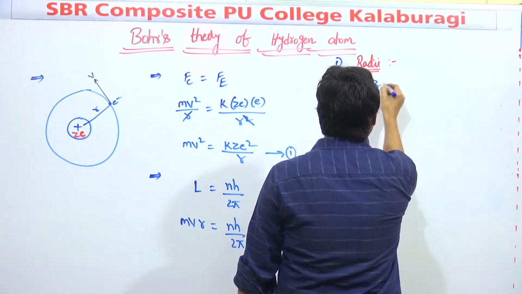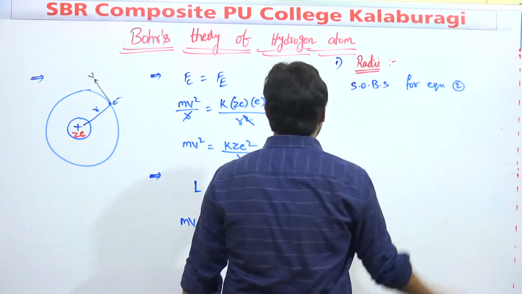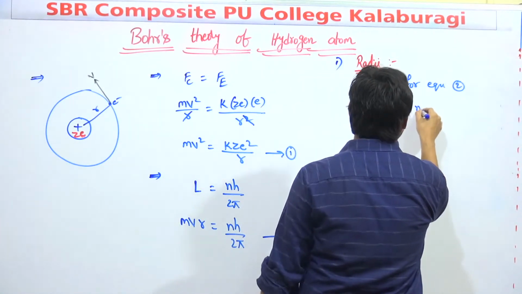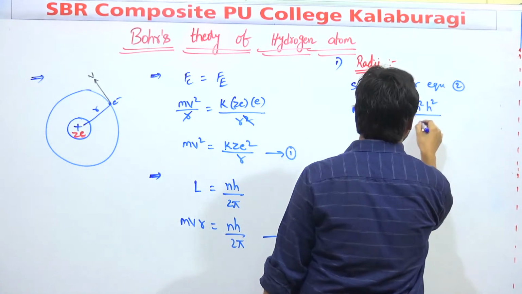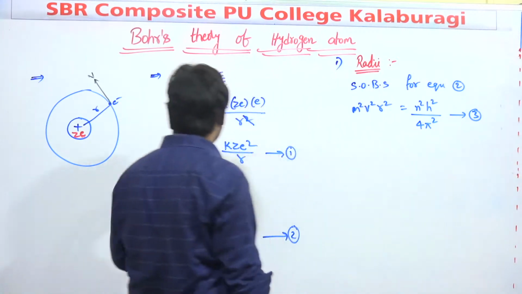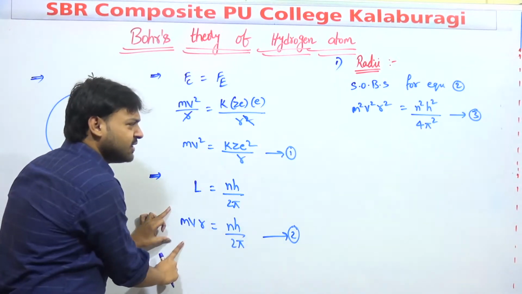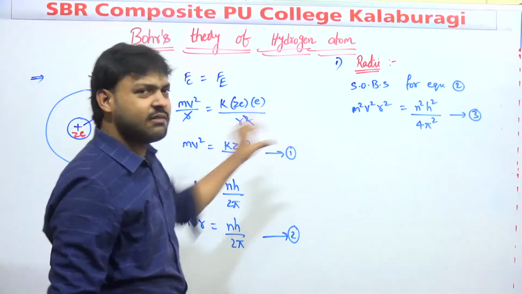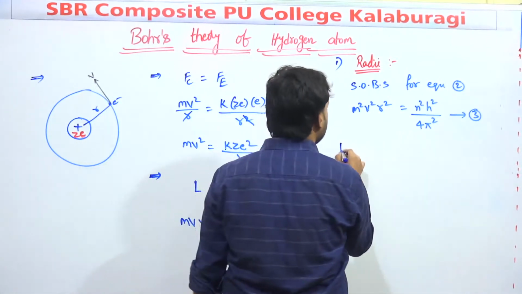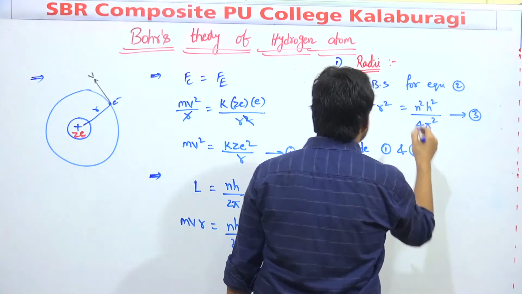Squaring on both sides for equation 2. So what we'll get? We'll get m square v square r square is equals to n square h square divided by 4 pi square. So can I take it as equation 3? Now divide 1 and 3. Simple, right? So I squared on both sides of this second equation. Now I am dividing 1 and 3 such that we can eliminate v square.